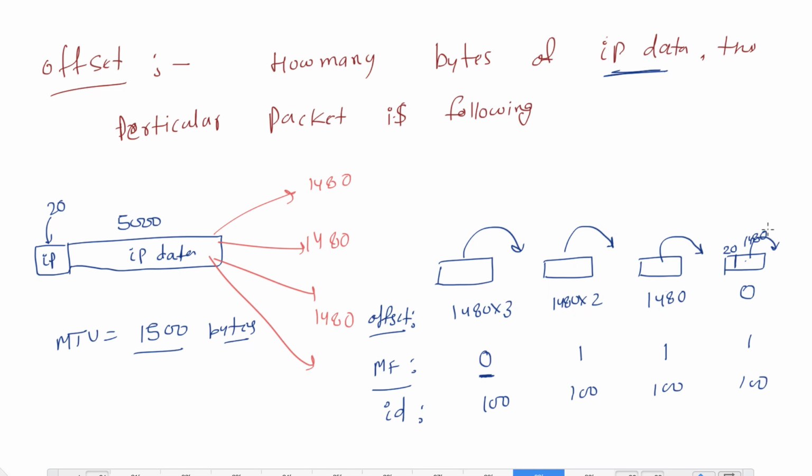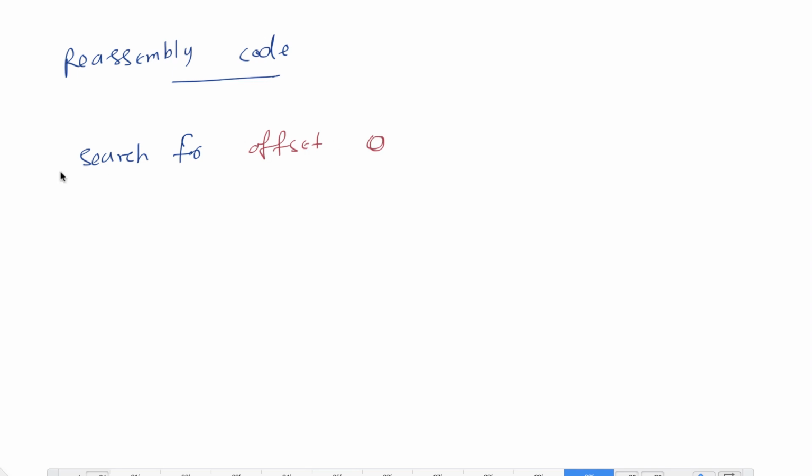So if I write the reassembly code, the destination will search for offset 0. Let me write some pseudocode. Initially the offset is 0.